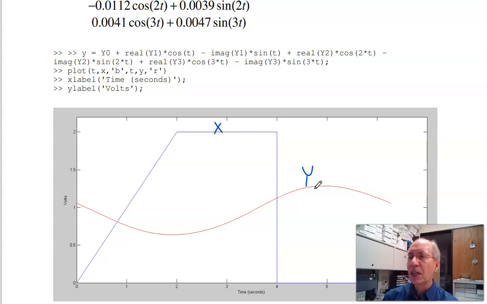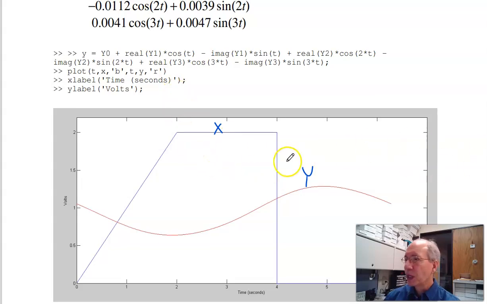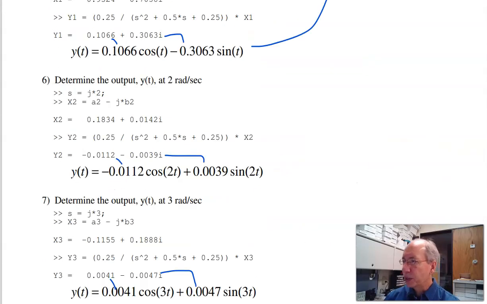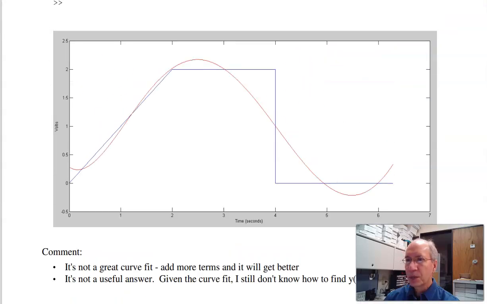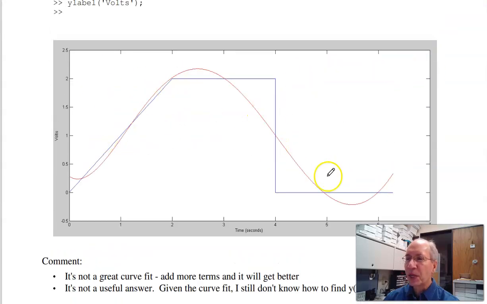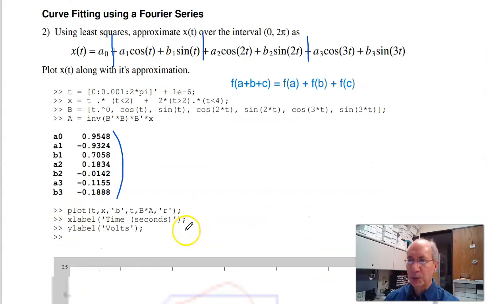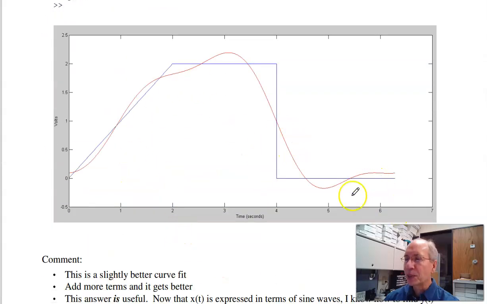Now, one caveat. With Fourier series, in theory, I have to go out to infinity. If I go back to problem number 2, here's problem number 2. That's not a great approximation. I need more and more terms. So in theory, I have to go out to infinity. Well, an infinite number of terms is kind of a pain to work with.